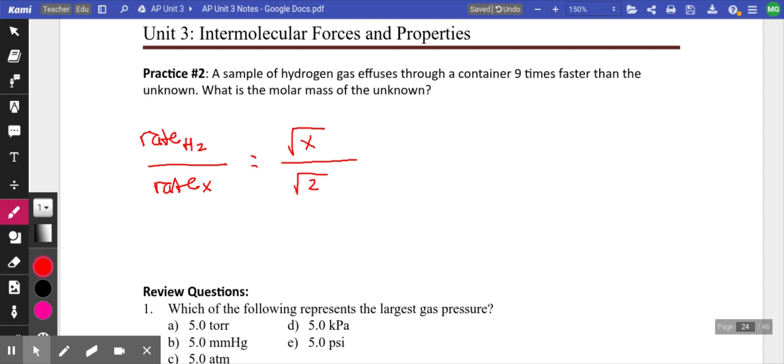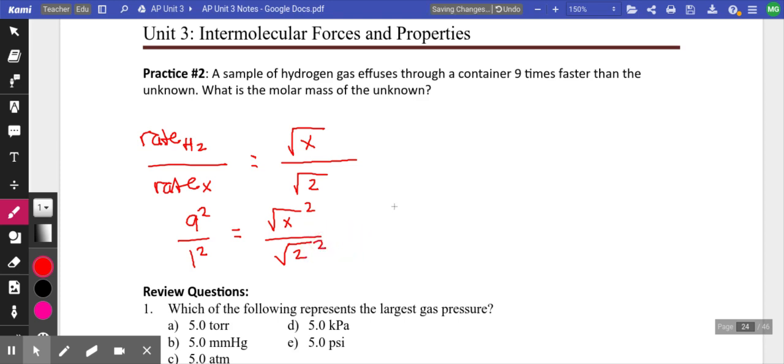I know in the problem it tells me that this rate is 9 times faster for hydrogen. So that means that my rate is equal to this 9 over 1, which again is equal to the square root of x over the square root of 2. You see how I'm getting this here? So what I'm going to do now is I have to square my problems here. To get rid of this square root for my x, I have to square this whole problem here. So I'm going to square everything.